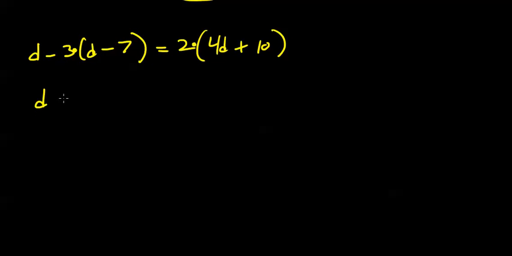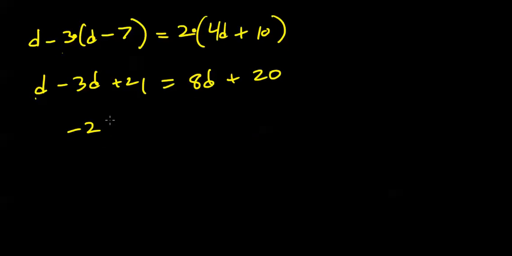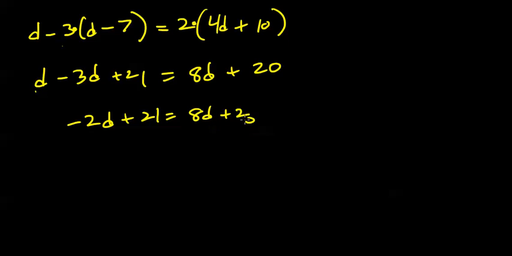Alright, negative 3 times d is minus 3d. Minus 3 times minus 7 is positive 21. So that simplifies the expression on the left. How about on the right? 2 times 4d is 8d plus 2 times 10 is 20. Again, I like to combine within sides before I start crossing over the equality symbol. D minus 3d is, of course, minus 2d plus 21 equals 8d plus 20. That's a 20 there, right?